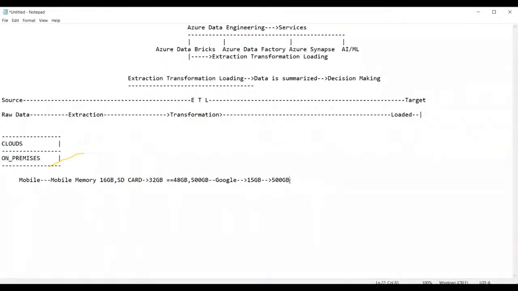Now, guys, I bought it. Everything is done. Totally, what is the amount of memory I have? 548 GB. That means 48 GB in my mobile phone and 500 GB on my Google Drive. Now, one fine day, I lost my mobile phone. One fine day, I lost my mobile phone, guys.